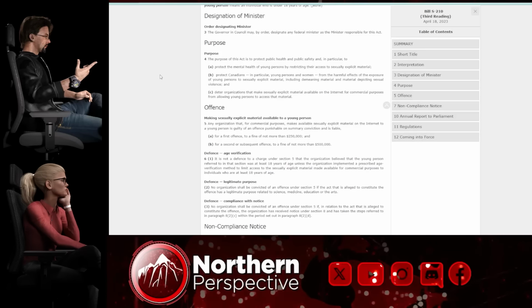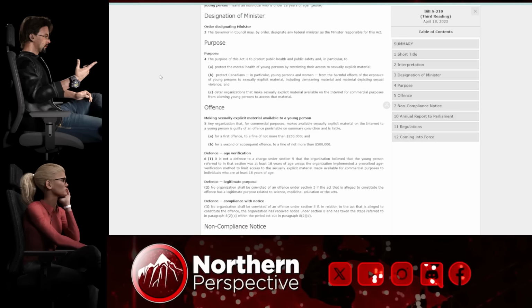And C, deter organizations that make sexually explicit material available on the internet for commercial purposes from allowing young persons to access that material. So this implies that there is a problem out there whereby people that are watching this material are being influenced in terms of their mental health, maybe in terms of their development, and that is having a negative effect on women in general. This is what we can extract from the text of this.